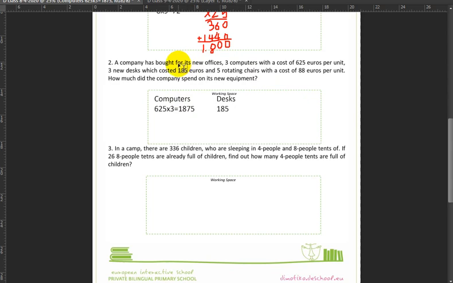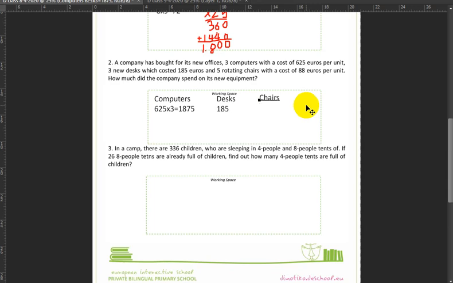I imagine some of you may have done this multiplication 3 times 185. That would have been wrong, because based on the problem, we know how much the desks cost. 3 desks cost 185. That's it. Not 185 each, just 185. But then we come back to the chairs, where we are being told that they cost 88 euros each. So let's go to the chairs.